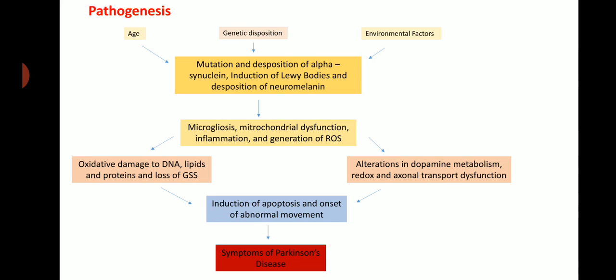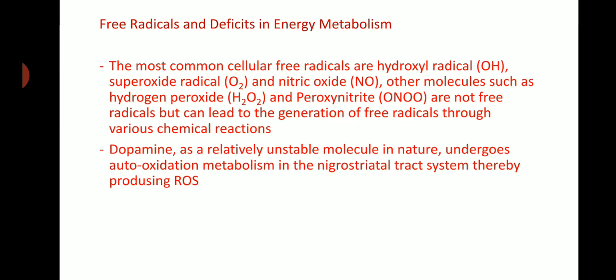And on the other hand, alterations of dopamine metabolism. What is dopamine? It is a neurotransmitter. After that, redox and axonal transport dysfunction will also occur. And after that, what will happen? The induction of apoptosis, which is cell death, abnormal movement, and after that we can see Parkinson's symptoms in the patient, by the risk factors of age, genetic predisposition, and environmental factors.